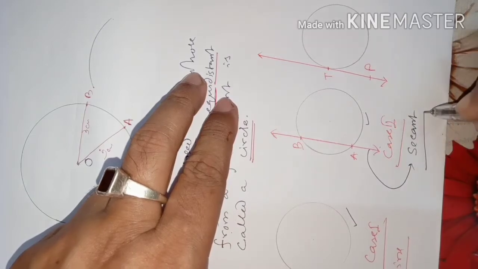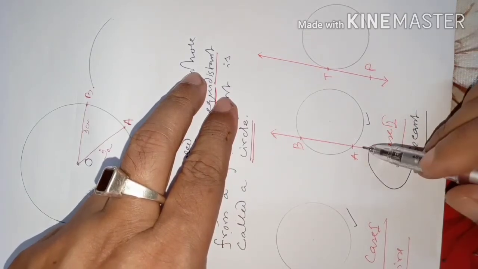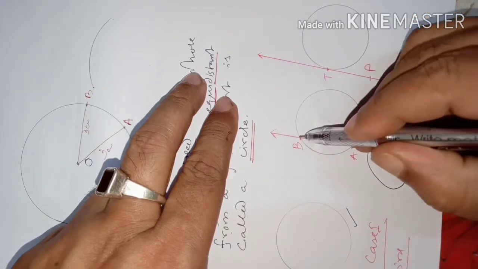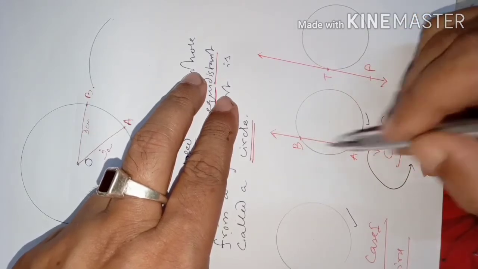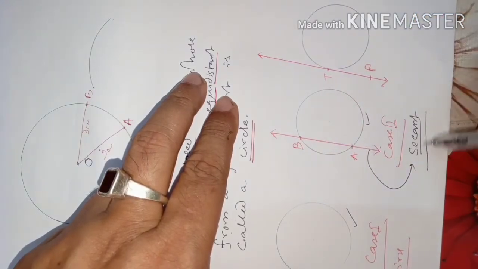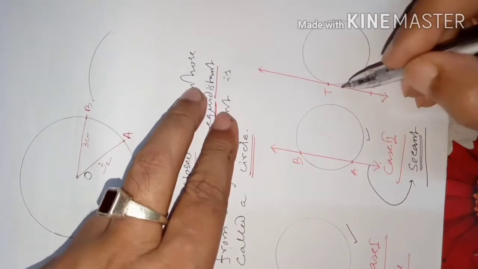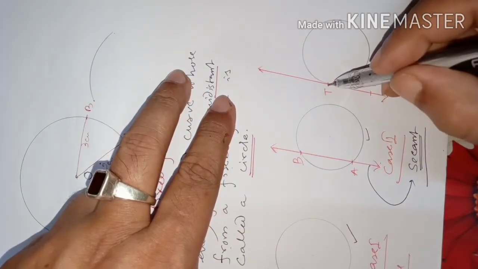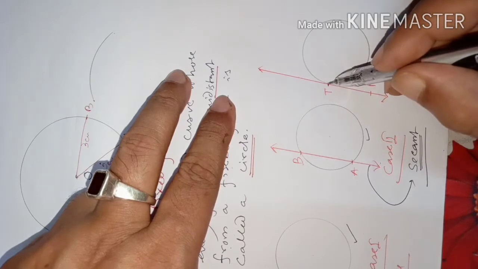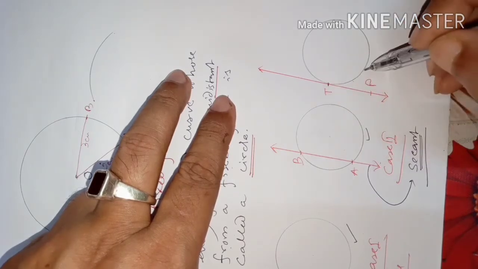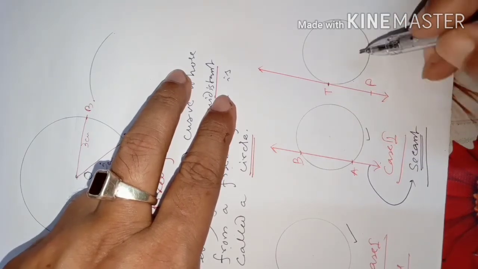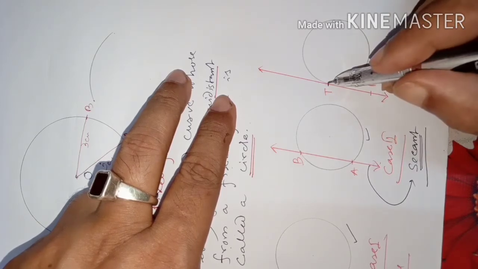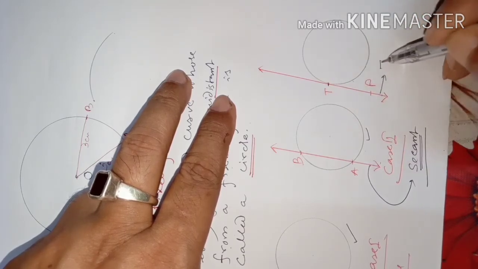S-E-C-A-N-T. Secant. Why is it called secant? Because this line has intersected this circle at two places, at 2 points. Then we can call it a secant. Then what name can be given to this? Yes, the name is given PT. T is a common point of the circle and the line, because at the point T the line has touched the circle. So this line which touches the circle exactly at one point will be called a tangent.